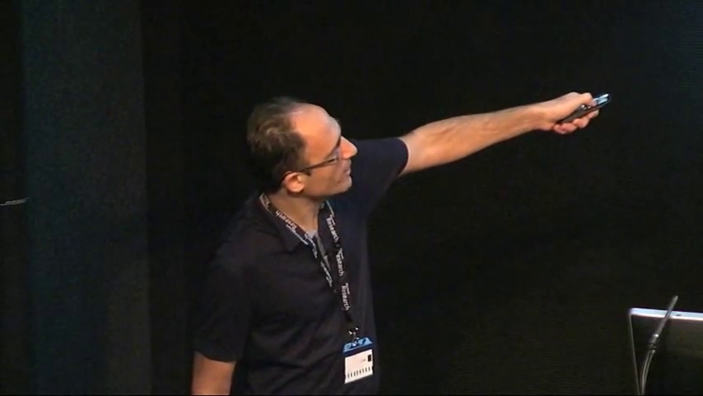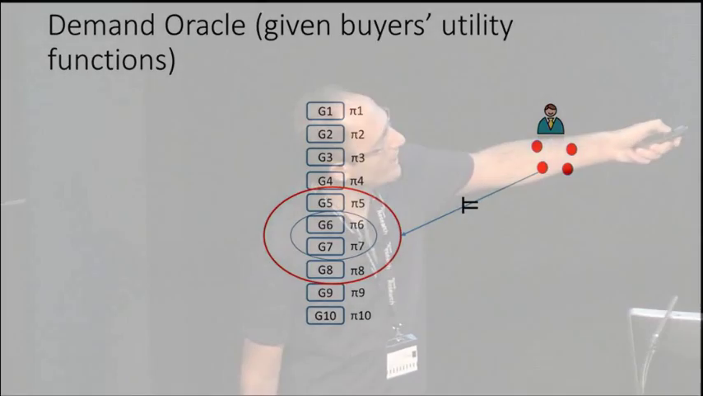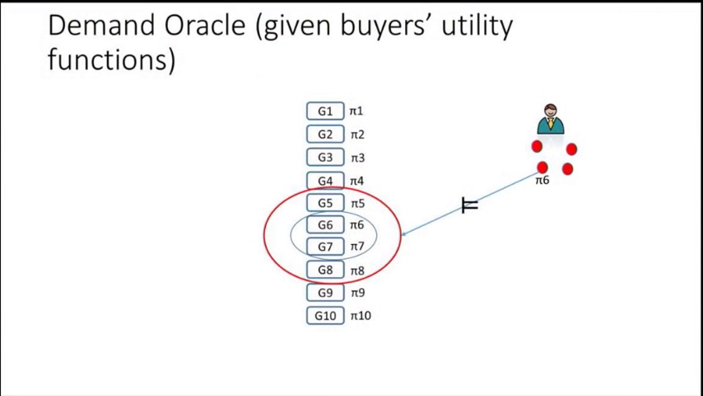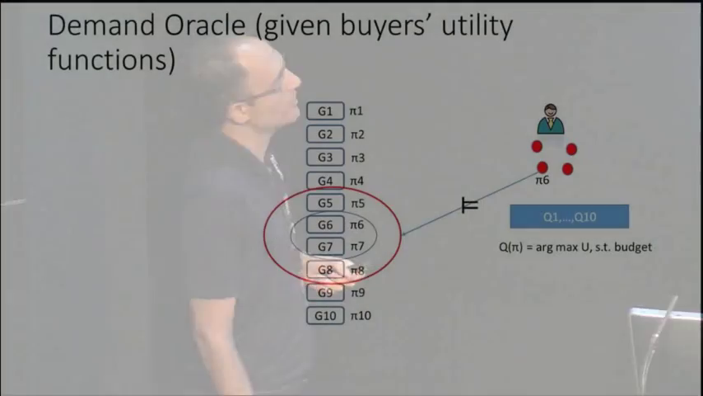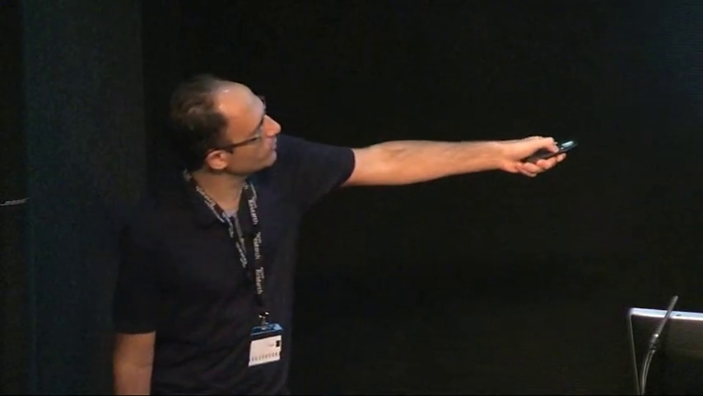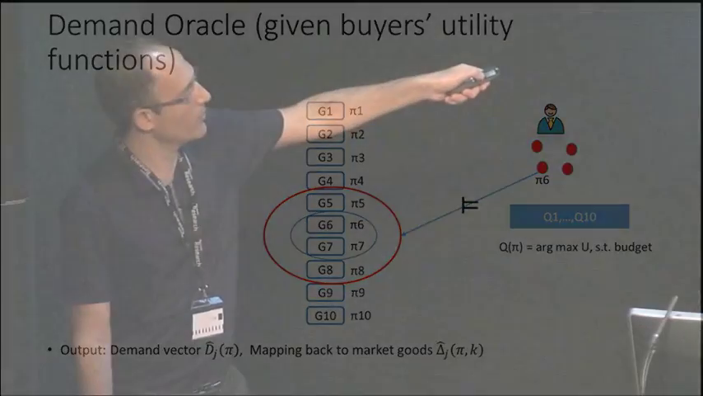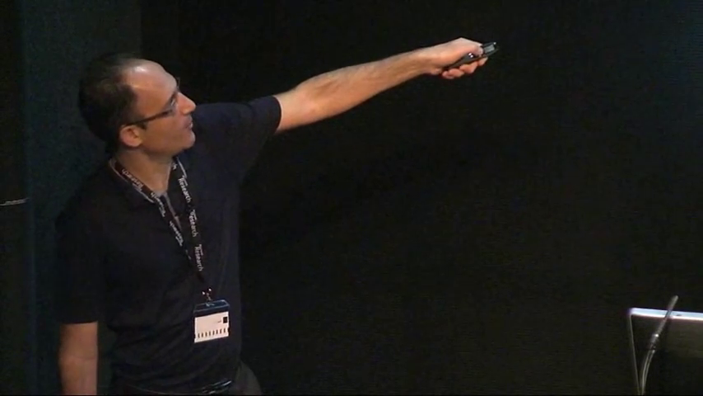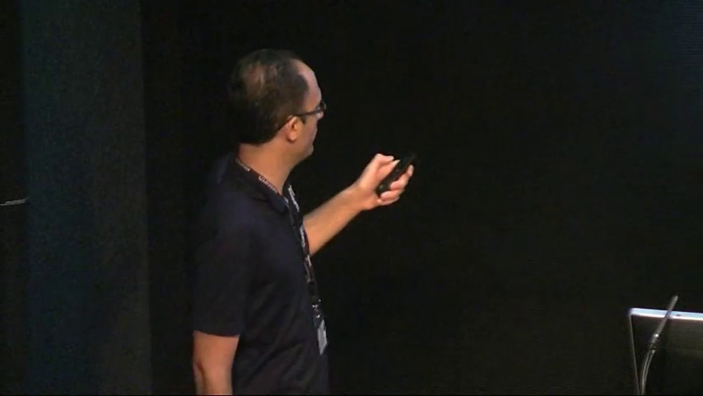So maybe there are a few market goods that have the same price, pi 6 equals pi 7. And then we know that the price for this advertiser of this demand good is pi 6. So this way we can define a price vector over the demand goods, and we can just do utility maximization over the demand goods. The output of this oracle would then be a demand vector over the demand goods. And we will also maintain this mapping back to the market goods. In this case, the mapping from this good back to the market goods would be G6 and G7, because these are the two utility maximizing market goods. So the quantity that is defined here over this demand good would be mapped to G6 and G7.